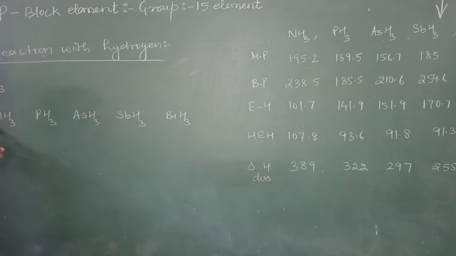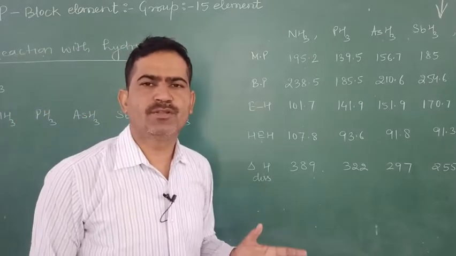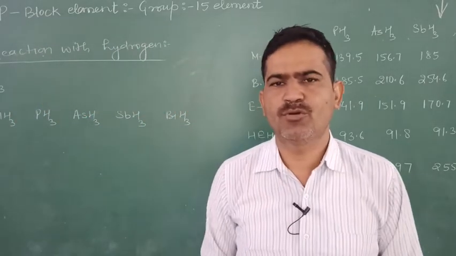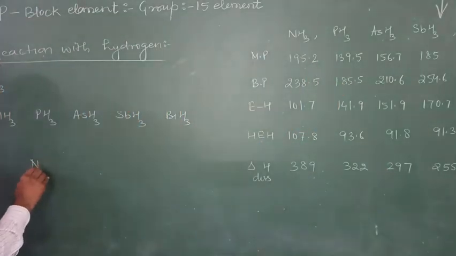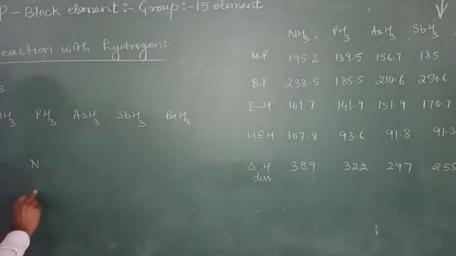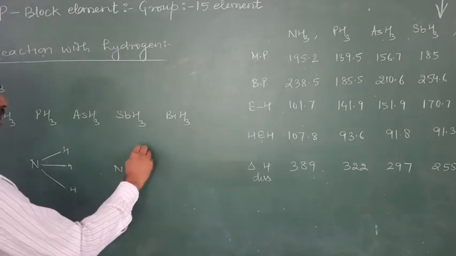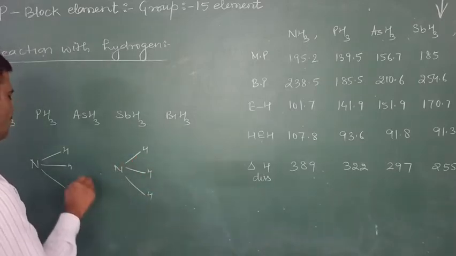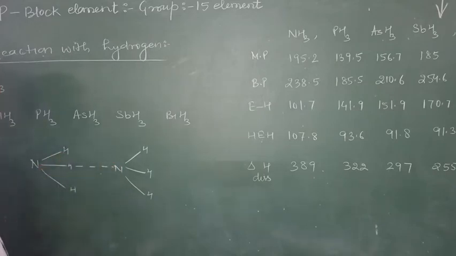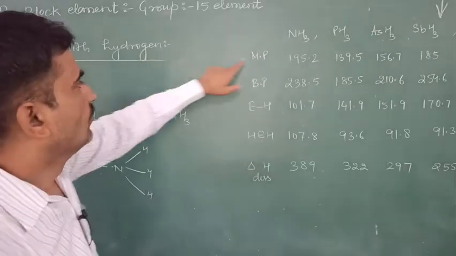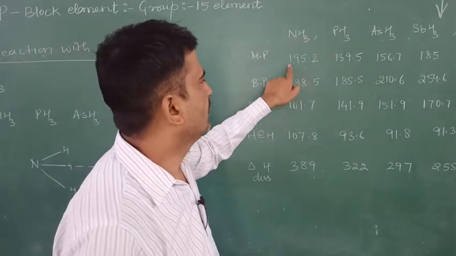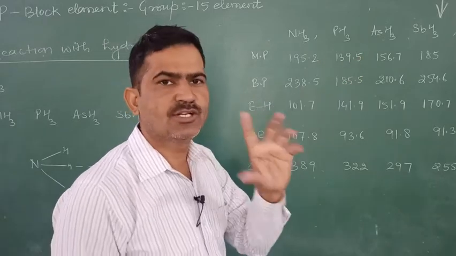Ammonia has a high melting point due to the presence of hydrogen bonding between the molecules. Intermolecular hydrogen bonding is present in ammonia, just like this. Due to the presence of this hydrogen bonding, their melting point increases. While you move from ammonia to phosphine, the melting point decreases suddenly.